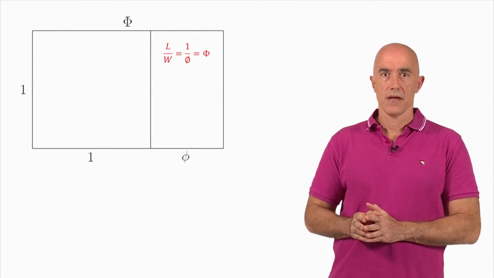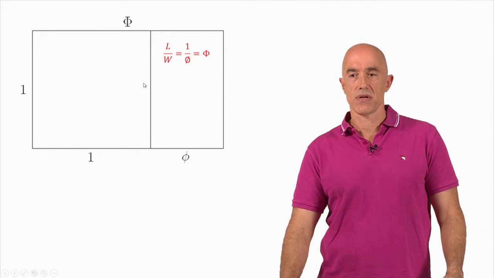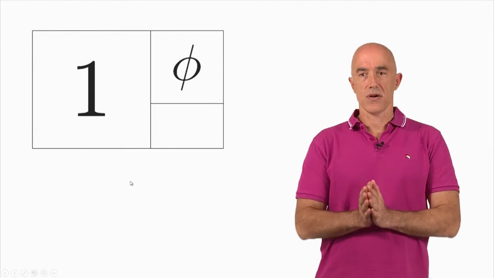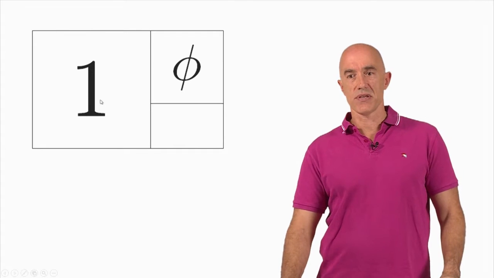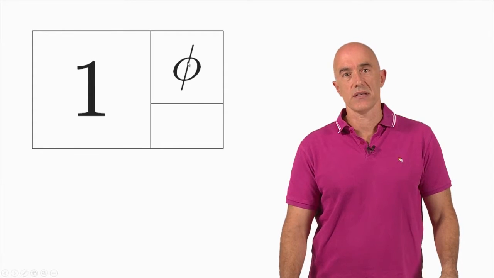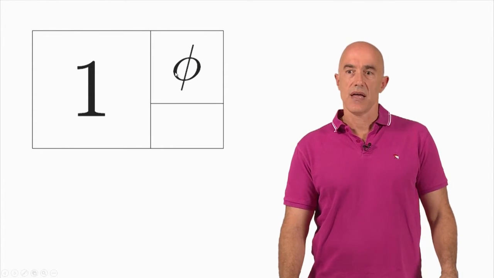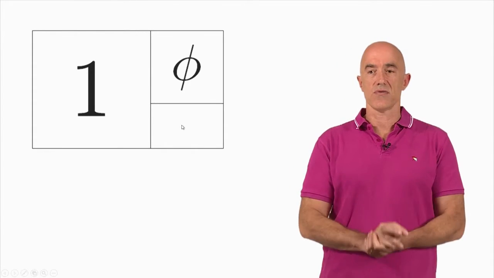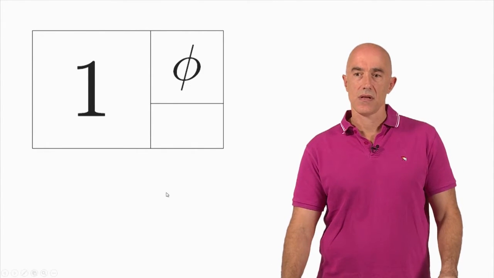So we can do that again. We can continue. Here in the numbers in the middle, I show you the reduction in dimensions. So this square is 1 by 1. This square is little phi by little phi. And then this bottom piece here is another golden rectangle, right?